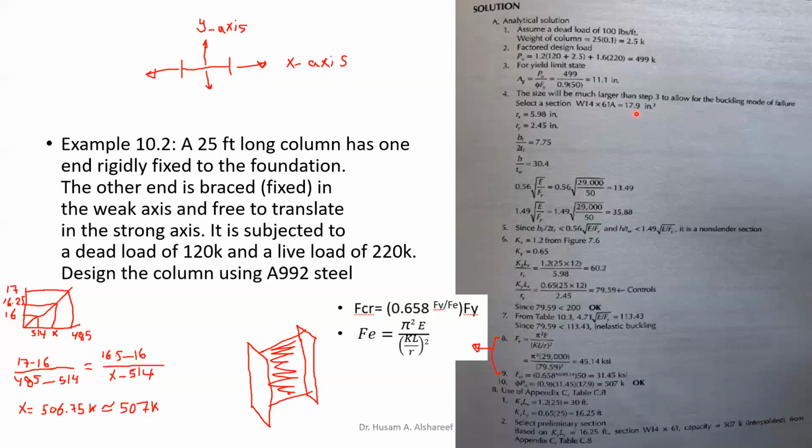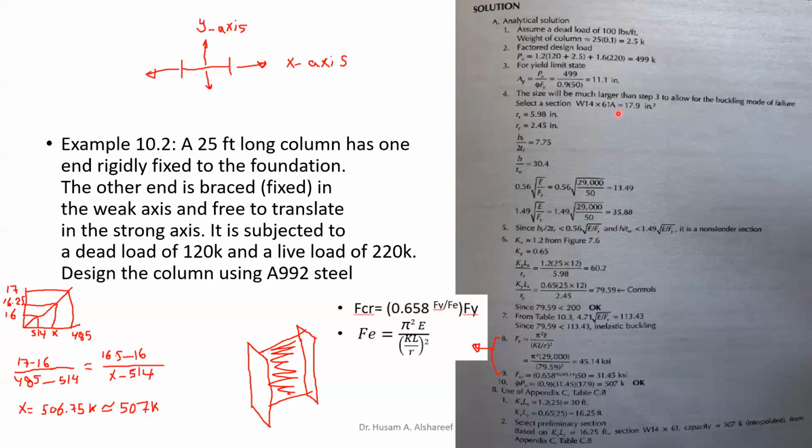So because of this gross area selected, 17.9, the section selected is W14 times 61. From page 435, if you look at the second column, which is the gross area, and find 17.9, and then look at the left, you will find the shape that's equivalent to it, which is W14 times 61, and this is your selected section.